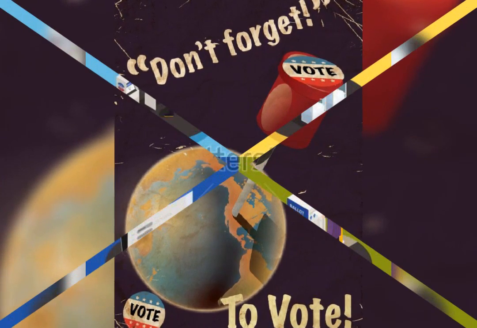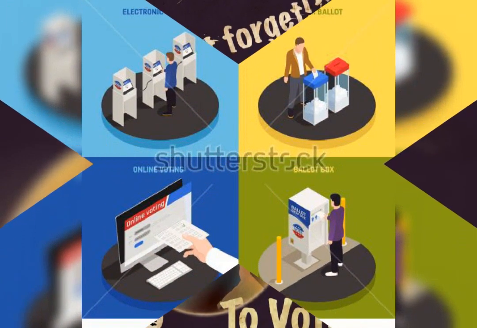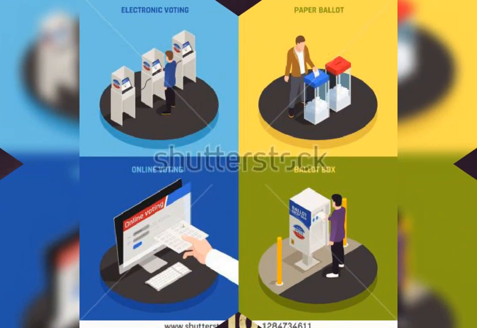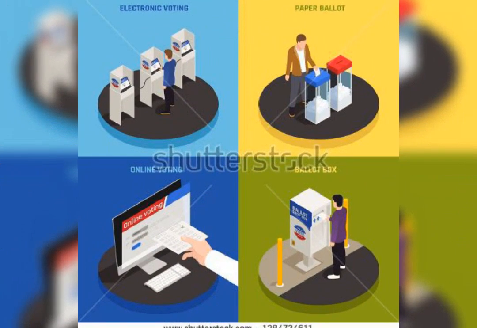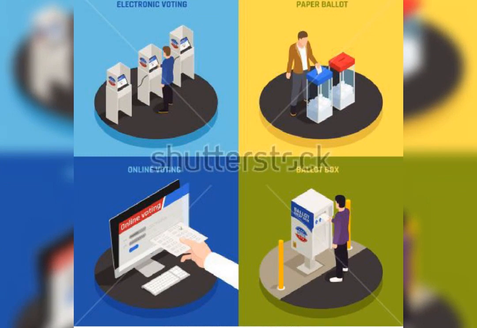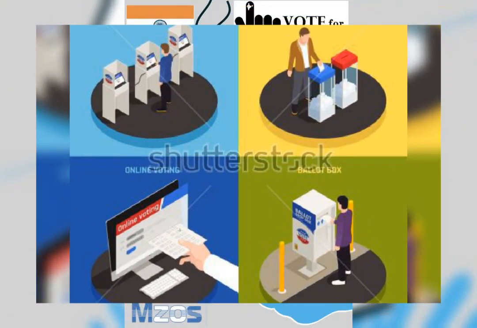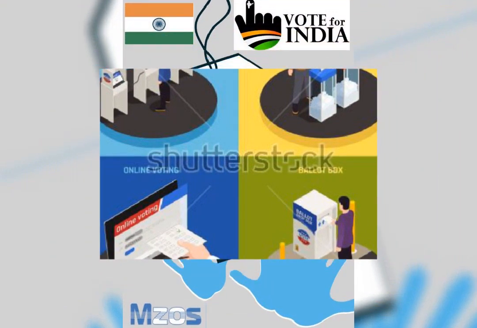Scrutiny of nominations. The returning officer scrutinizes the nomination papers of the candidates and checks their eligibility and validity. The candidates can also raise objections against the nomination of other candidates. The returning officer can reject the nomination of any candidate if it is found to be defective or invalid.